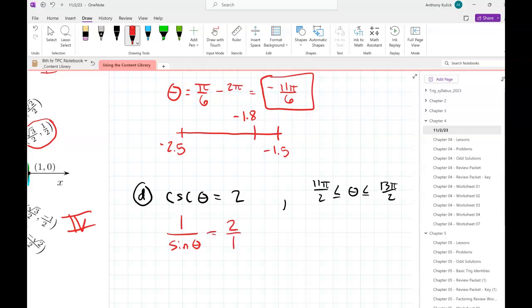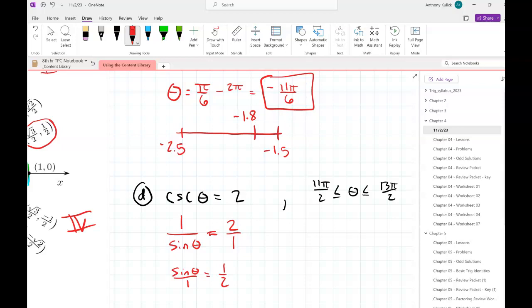So I have the equation 1 over sine theta equals 2 over 1. If I flip both sides of this equation, that's just the same as doing sine theta equals a half, right? That we can do. So if you run into a secant, cosecant, cotangent, all you're going to do is flip it so that it's a sine, cosine, or tangent problem. Everybody's okay with that plan?